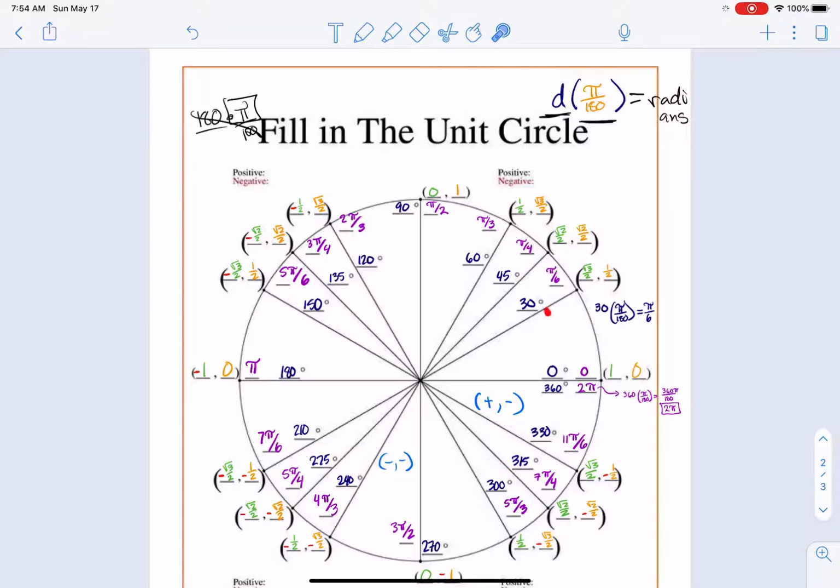Okay, so the big gaps are 30-degree gaps. This is a 30-degree angle right here. Then notice we have a couple smaller gaps in here. To go from 30 to the next one is a 15-degree jump. 15, 15, 30, 30, 15, 15, 30, 30, 15, 15, 30. You see the pattern here? So pay attention to these patterns. This unit circle is all about patterns.